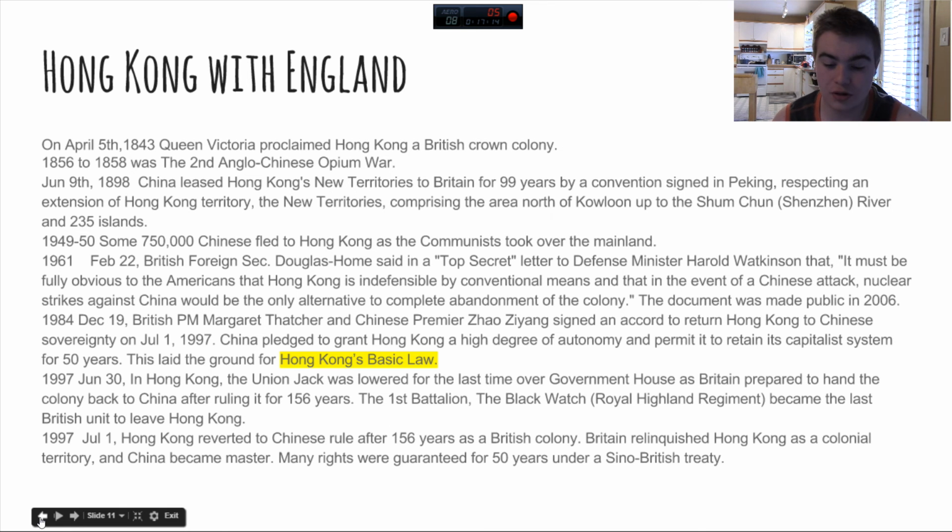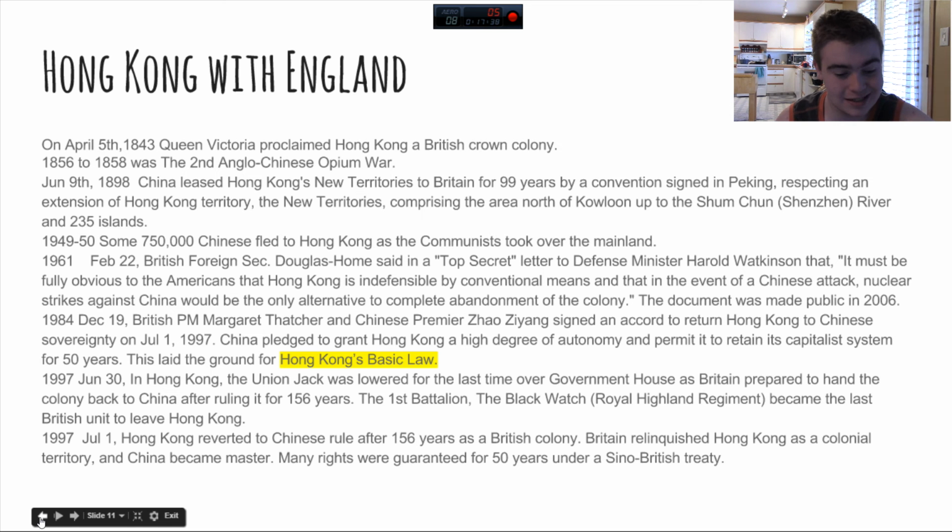The Union Jack was lowered for the last time over Government House as Britain prepared to hand the colony back to China after ruling it for 156 years. The 1st Battalion, Black Watch, or the Royal Highland Regiment, became the last unit to leave Hong Kong.